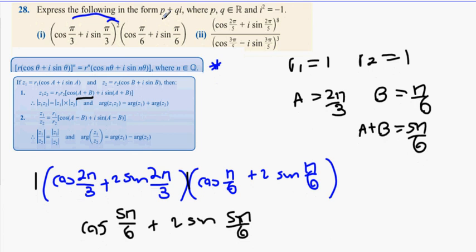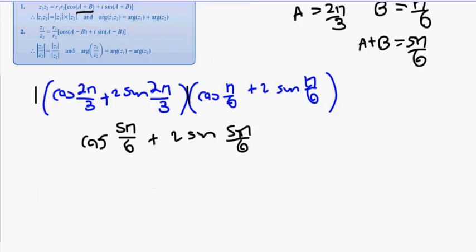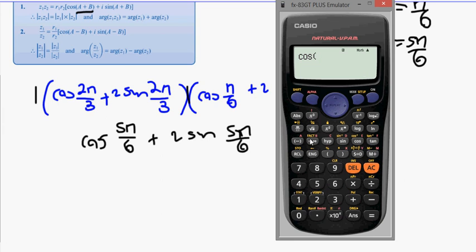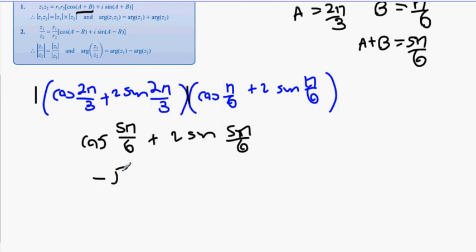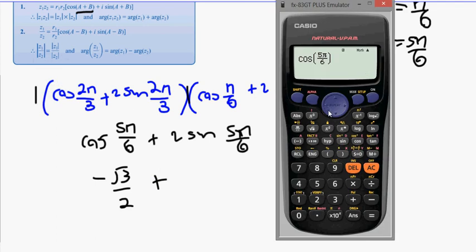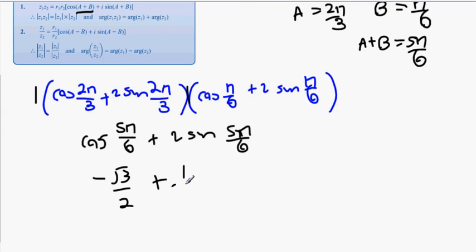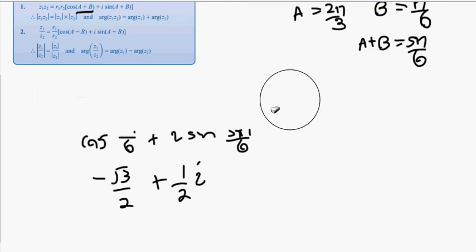Now it doesn't want it in polar form, it wants it in the form p plus qi, so we'll just have to put that into the calculator. Cos 5 pi over 6 is minus root 3 over 2. So minus root 3 over 2 plus sine 5 pi over 6, we get a half plus a half i. Okay, so minus root 3 over 2 plus a half i for question 28, part 1. Now, question 28, part 2.